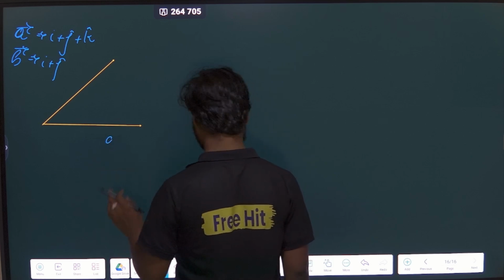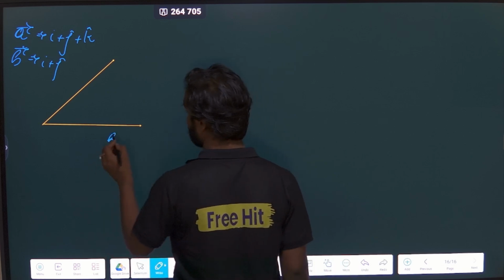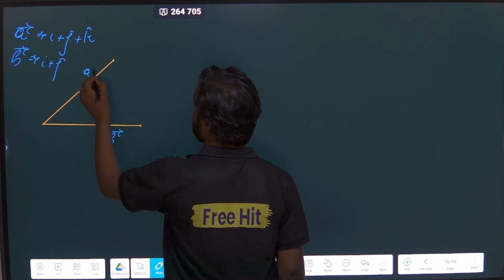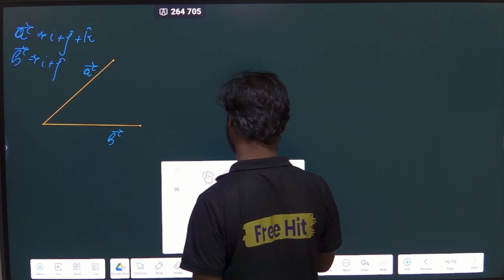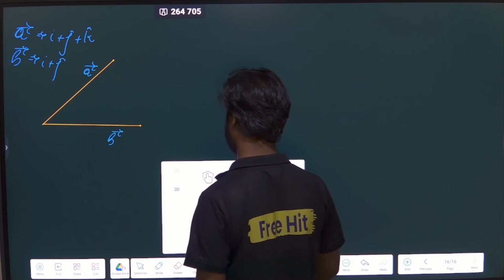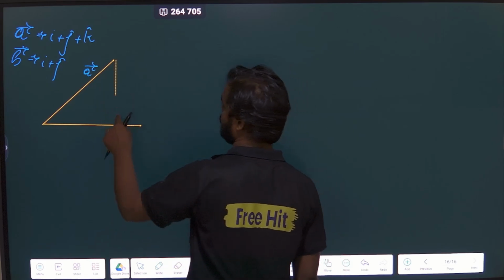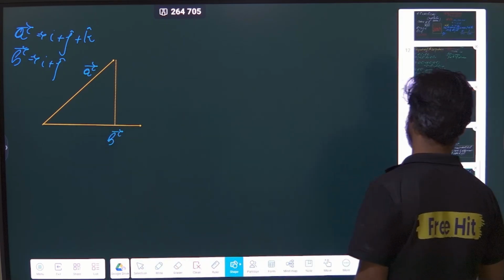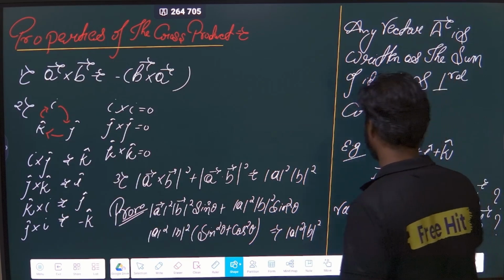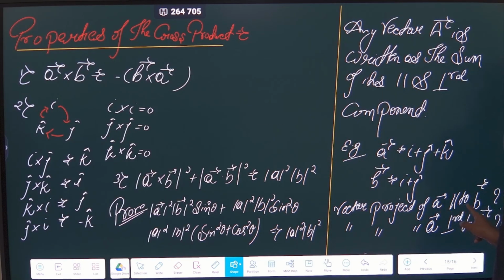Suppose this is my B vector and this is my A vector. Now I have to find the projection of A along B, which is parallel to B. That is the first question. How to take a projection? I told you, first you draw a perpendicular, then after that you take a projection. Vector projection of A parallel to B.